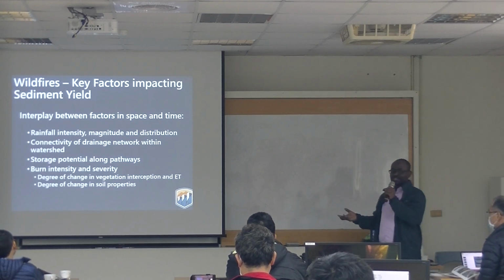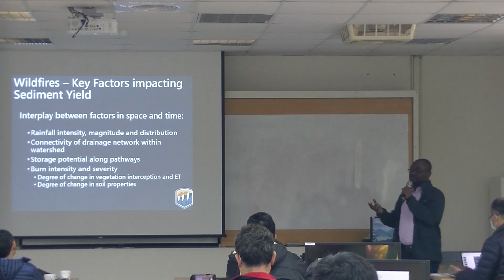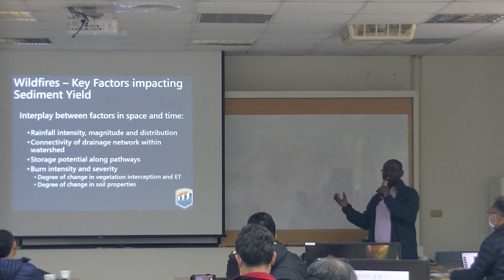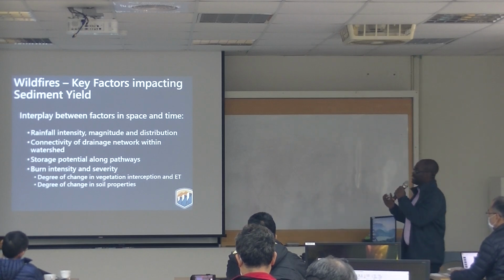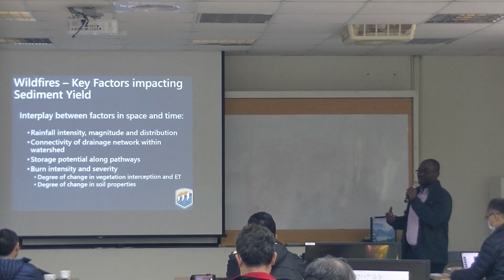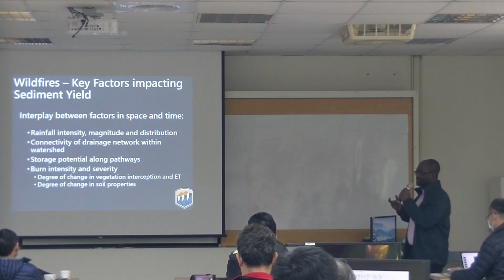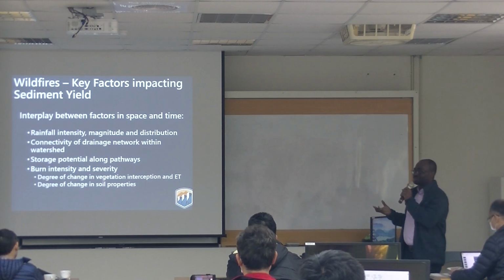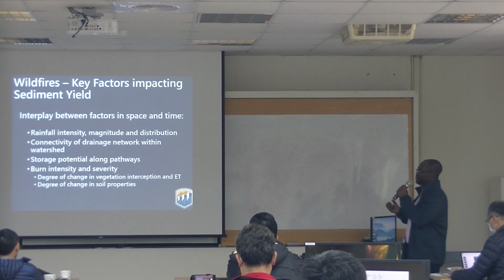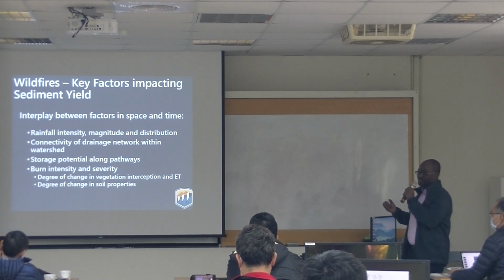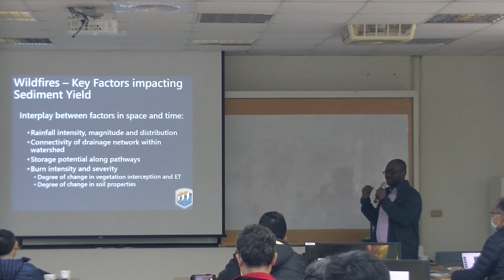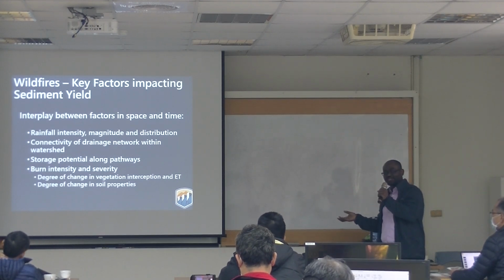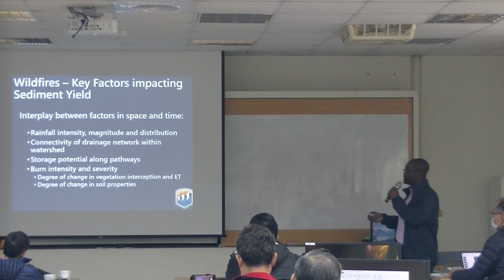What type of intensities do you have? Where is it raining? What magnitude? There's a spatial heterogeneity that actually controls what happens. So the impact on the connectivity of your watershed: is it a natural watershed that tends to store material? And so you have a lot of storage. So even though you have a release of material from the fire, that material is not able to travel all the way down to the reservoirs.